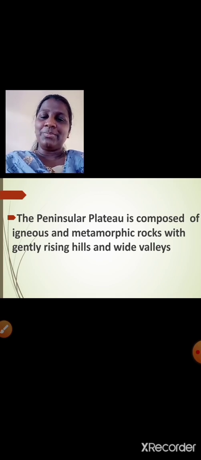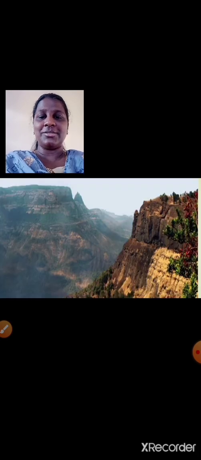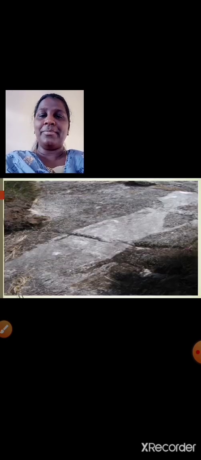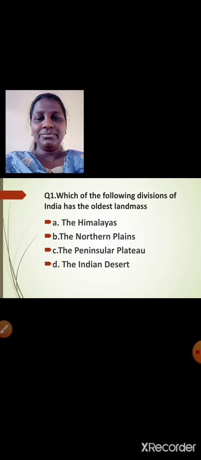Now let's learn about Peninsular Plateau. Peninsular Plateau is composed of igneous and metamorphic rocks with gently rising hills and wide valleys. Here you can see, students, the image of peninsular plateau, gently rising hills and wide plateaus, and they are made up of metamorphic rocks and igneous rocks. So I hope it's clear, students.